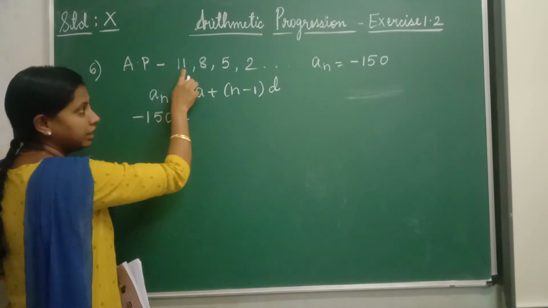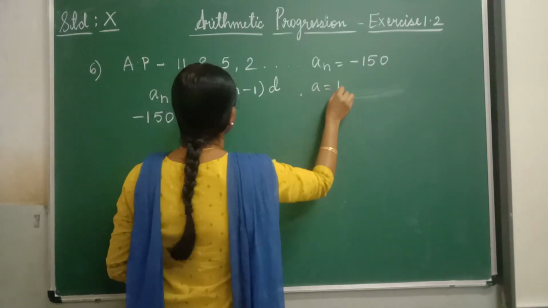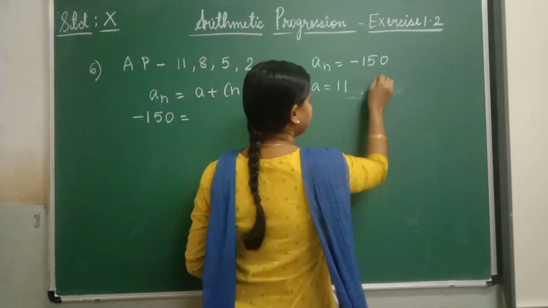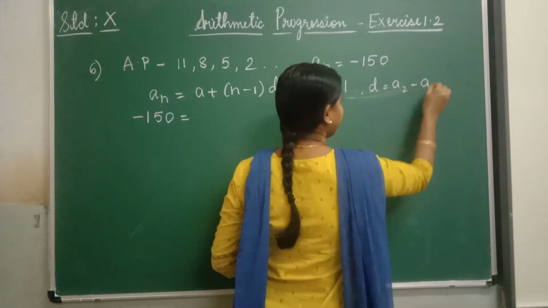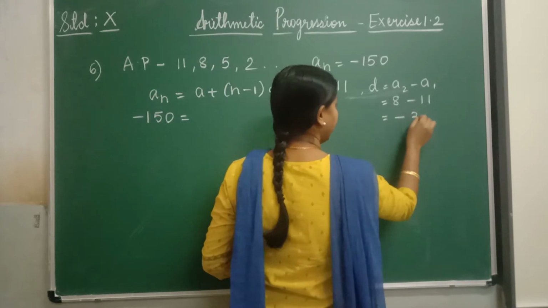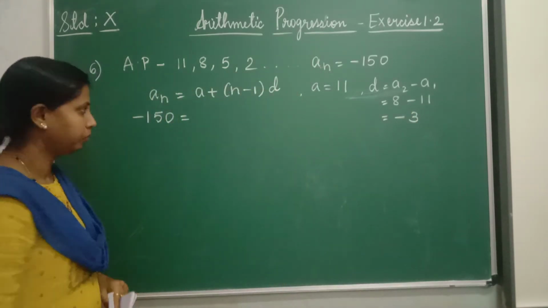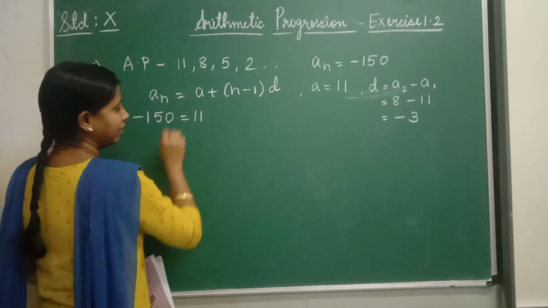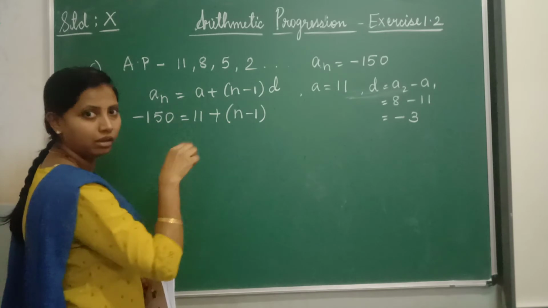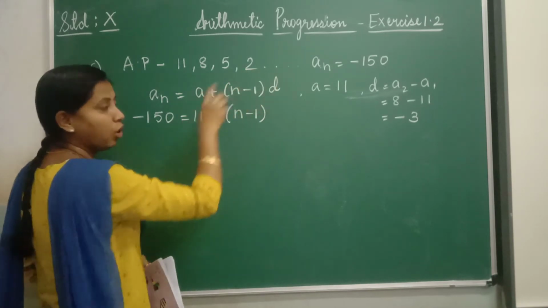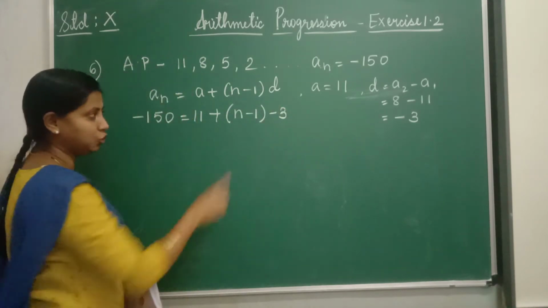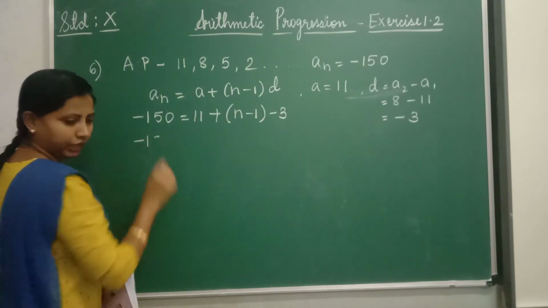What is a, children, down here? You can write a is 11. Then d also we want here. So d is nothing but a2 - a1, that is 8 - 11, that is nothing but -3. Now substitute. a is 11 plus n, we have to find. Using this n, we can tell whether it is a term or not. Into d, d is -3. It is equal to -150.